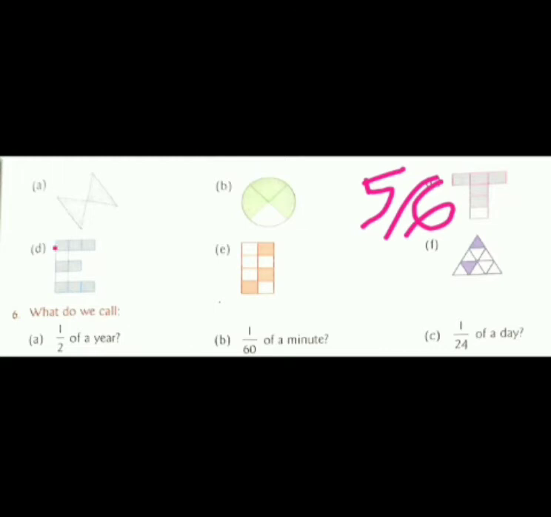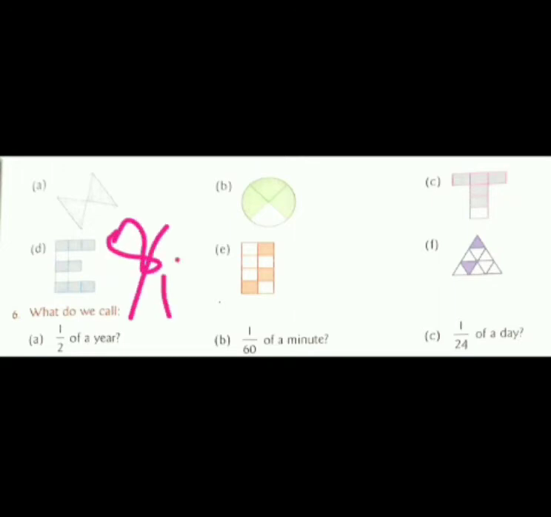And here how many parts are there? 1, 2, 3, 4, 5, 6, 7, 8, 9, 10. There are 10 parts. Out of 10 parts, how many parts are shaded? 1, 2, 3, 4, 5, 6, 7, 8. Out of 10 parts, 8 parts are shaded. So it will be 8 by 10. And here 1, 2, 3, 4, 5, 6, 7, 8. Out of 8 parts, 3 parts are shaded. That means it will be 3 by 8.